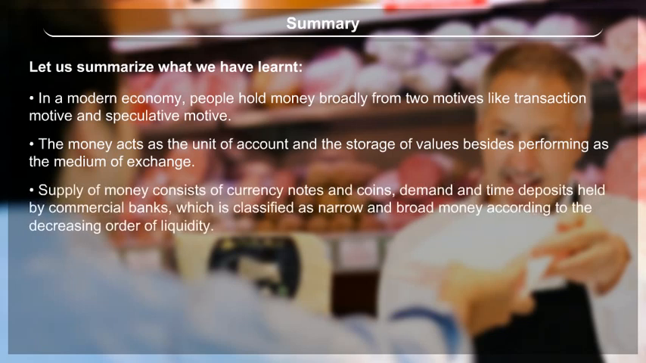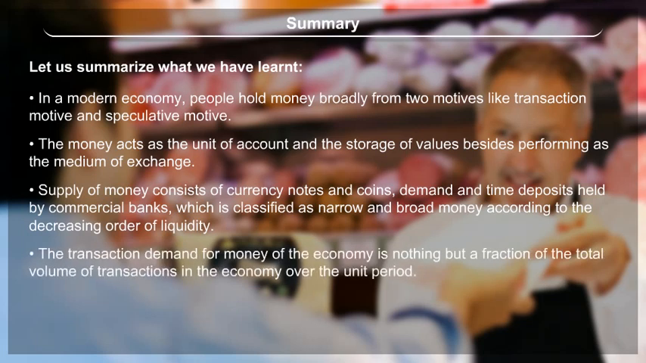Supply of money consists of currency notes and coins, demand and time deposits held by commercial banks, which is classified as narrow and broad money according to decreasing order of liquidity. The transaction demand for money of the economy is nothing but a fraction of the total volume of transactions in the economy over the unit period.